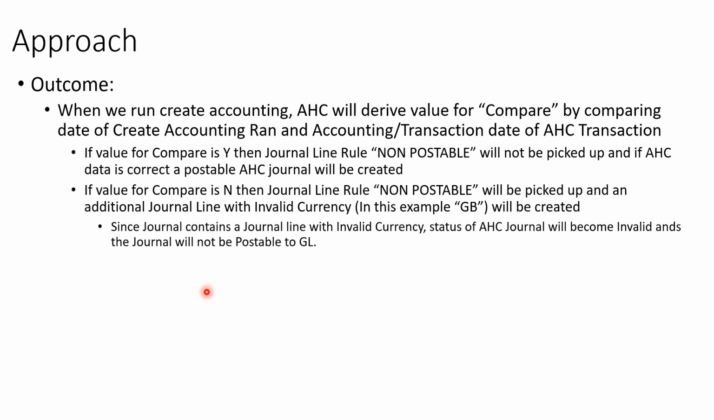So what will happen is that when we run the create accounting, let us say we are running the create accounting for the transaction which had the transaction date as 10th of December. Now for that, AHC will derive value for compare by comparing the date of create accounting and the accounting transaction date. So the example which we took, 10th of December, for that value for compare will come as N.